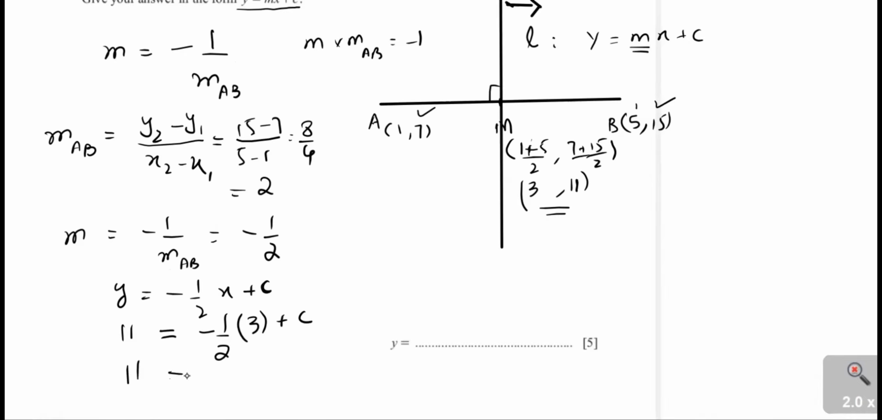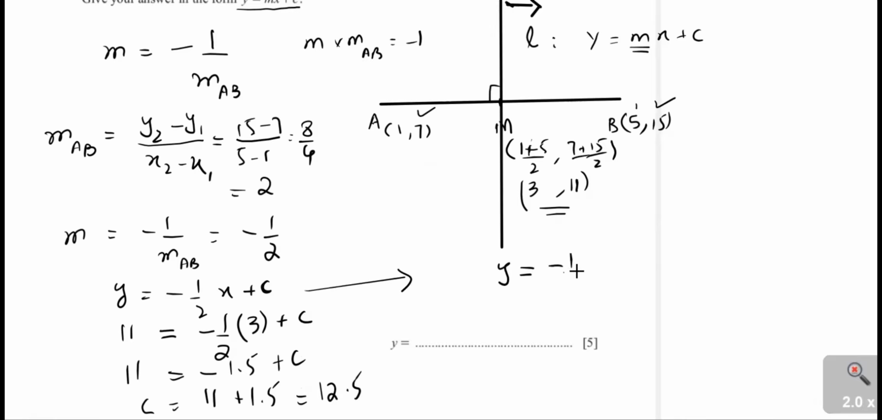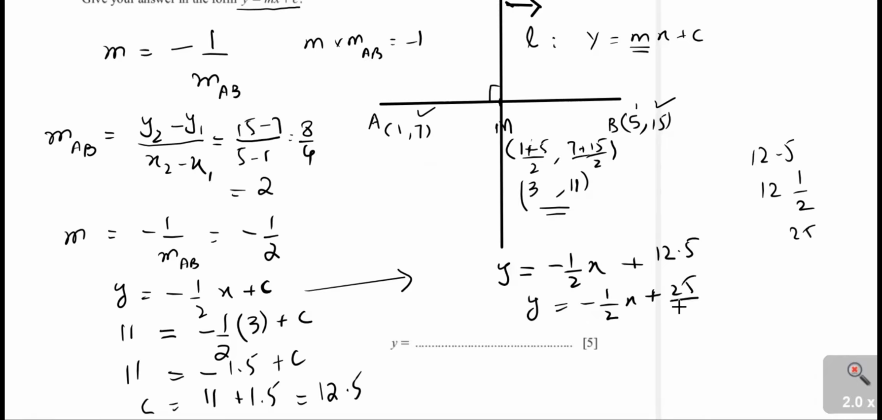Now we can write 11 equal to 3 over 2 is minus 1.5 plus c. Therefore, c will be equal to 11 plus 1.5. This will be equal to 12.5. Now the equation of this straight line will be y equal to minus 1 over 2 x plus 12.5, and you can write this 12.5 as 12 and 1 over 2, and this is 24 plus 1, 25 over 2. You can write 25 over 2.